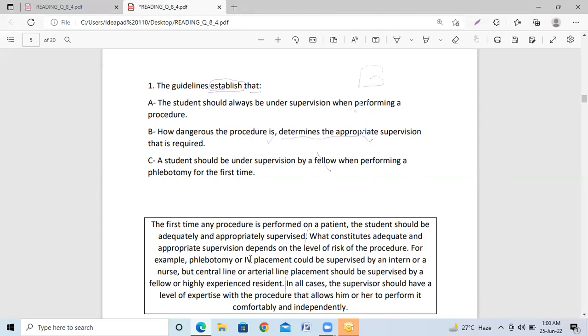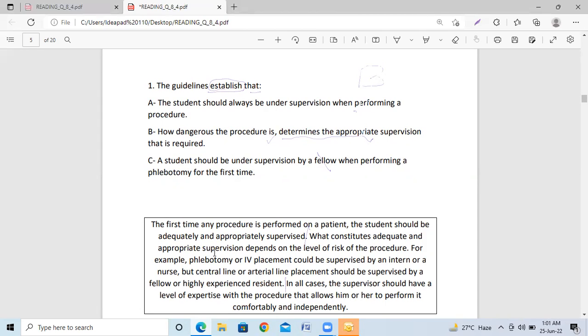Now we need to read these guidelines and understand them. Okay, so look at the text. It says, the first time any procedure is performed on a patient, the student should be adequately and appropriately supervised. Now it is very simple, very straightforward, no difficult words in it. Everything is very clear.